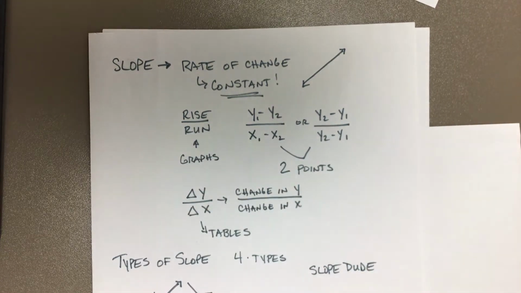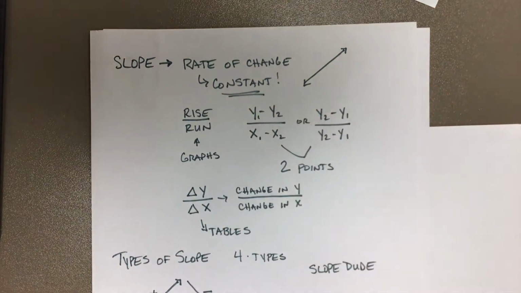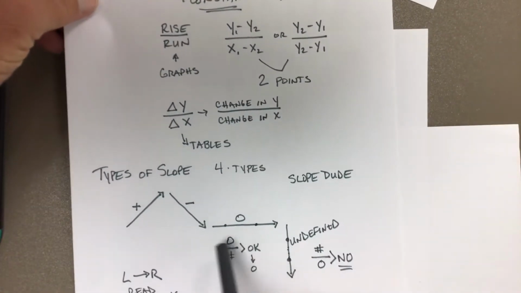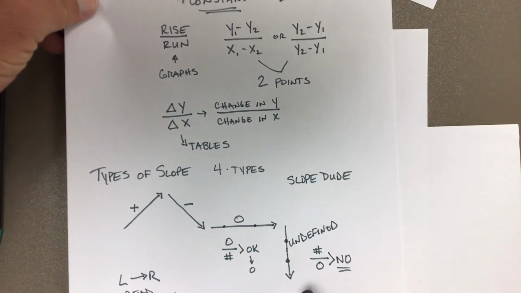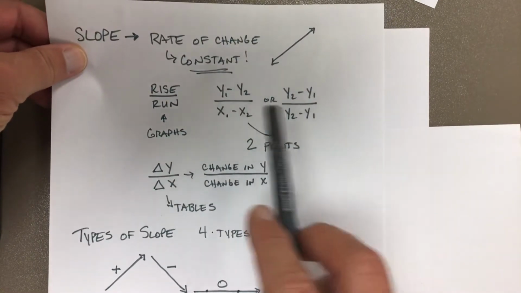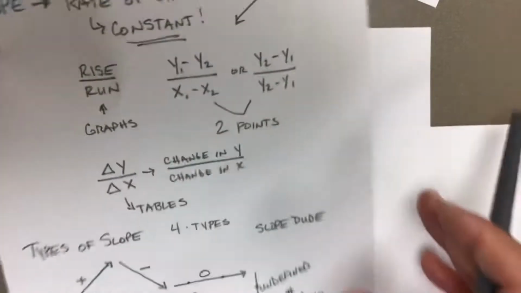Still talking about slope. We've talked about using rise over the run. We've talked about the 4 different types of slope: positive, negative, zero, and undefined. And today, or this video, we're going to talk about 2 points. How do you find graphs using 2 points? So we're going to use this little formula here.